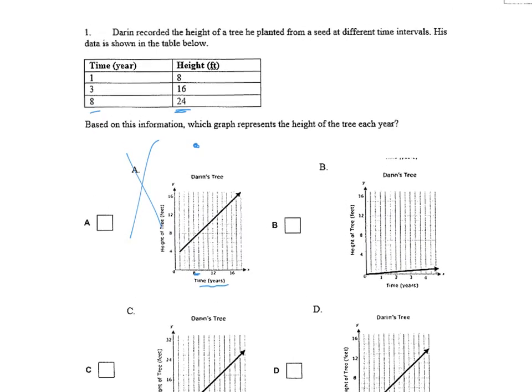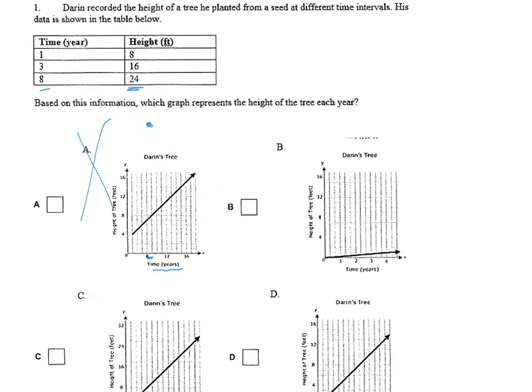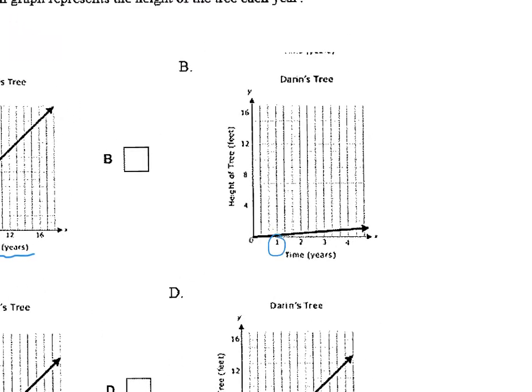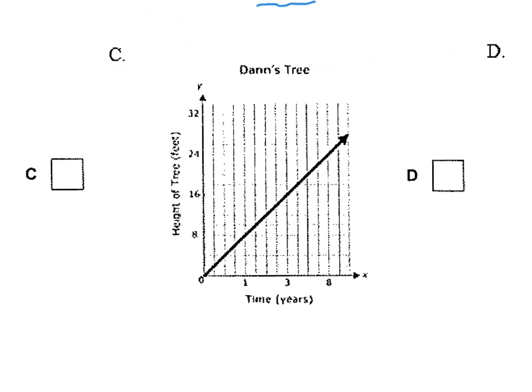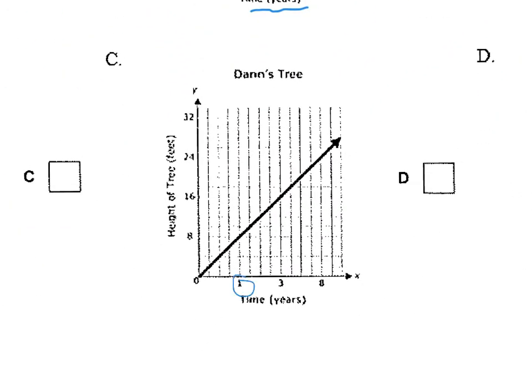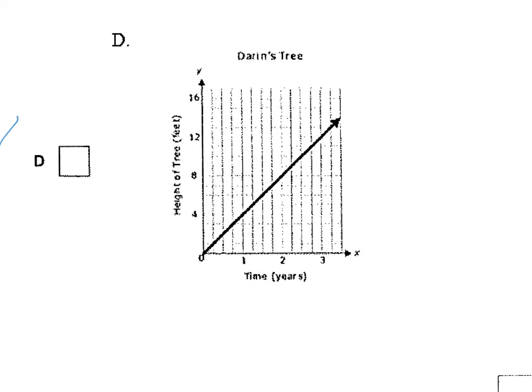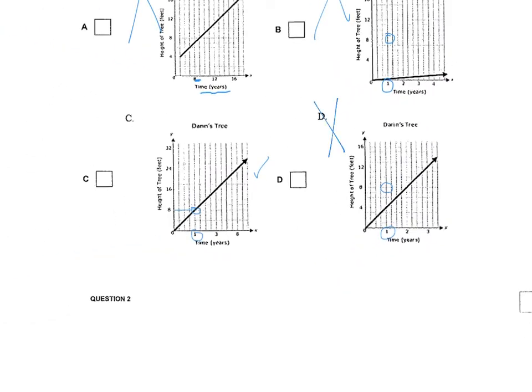On B, where 1 year is, it should be crossing 8 feet. So let's look at 1, and it should be crossing at 8, and it does not do that, so it cannot be B. On C, 1 year should be crossing about at 8. That one seems to be working. Let's check D just to make sure. In 1 year, it should be crossing at. Okay, so that one doesn't work. C works.